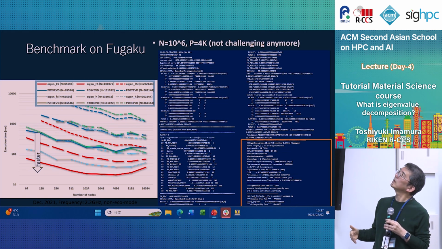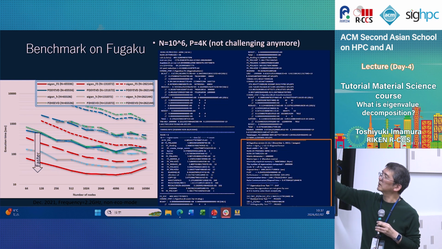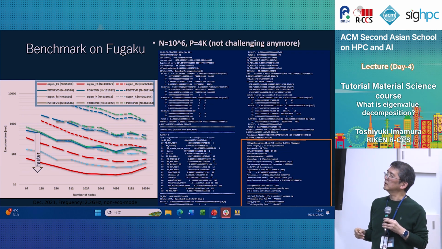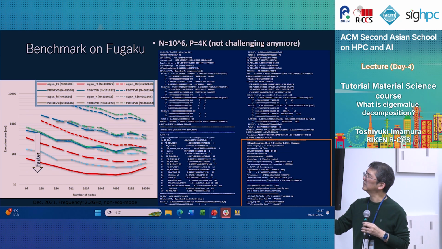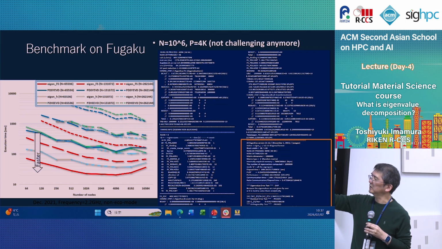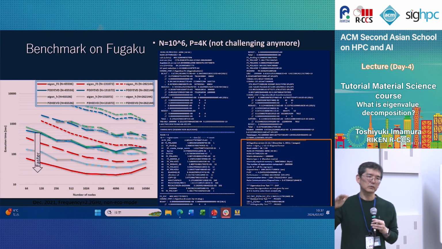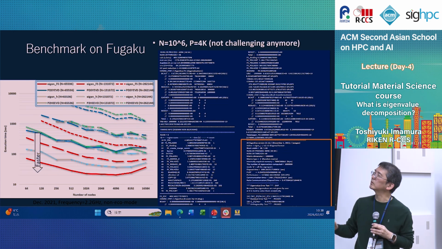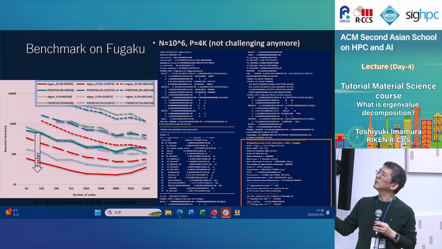Fugaku shows very high performance. Okay, so you run this benchmark with 4,000 CPU nodes, and how long does it take? You can see this computation here. A lot of time, 3,000 seconds. So approximately 1 hour, we can compute the full eigenvalue and also the eigenvector computation.